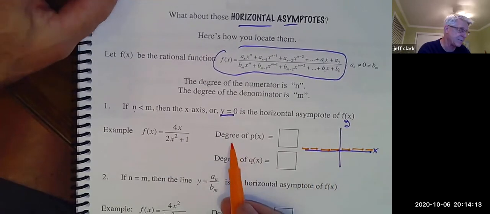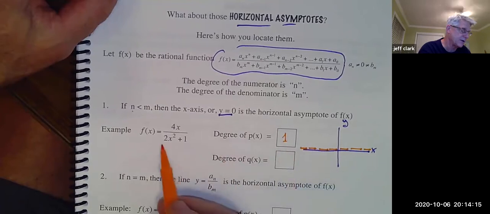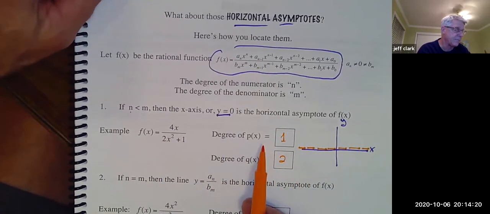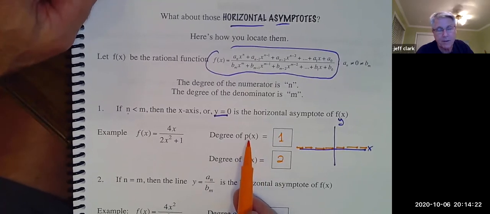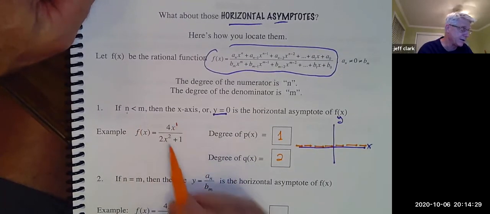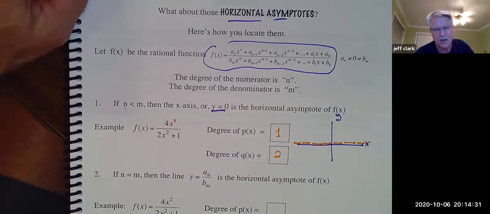The degree of the top right here is 1. The degree of the bottom here is 2. So the degree of the power of the polynomial in the numerator is smaller than the degree in the denominator, which they call q of x.